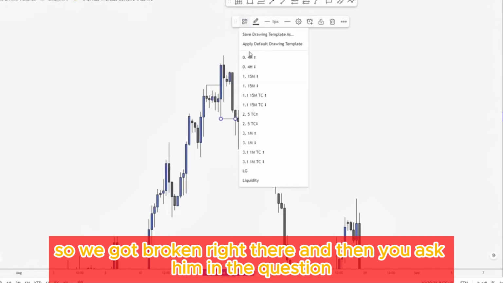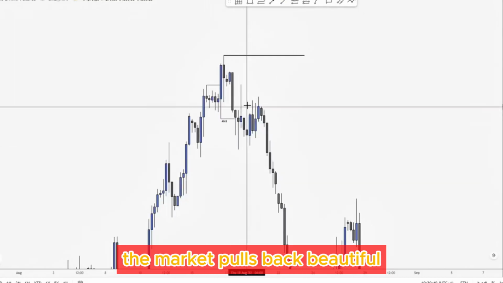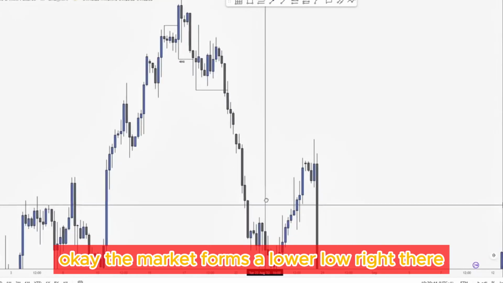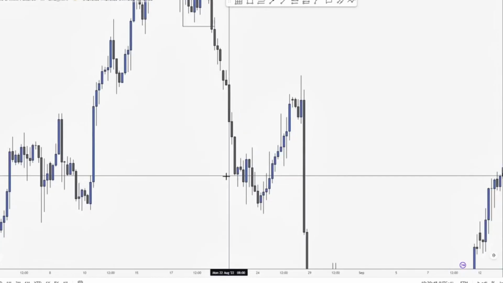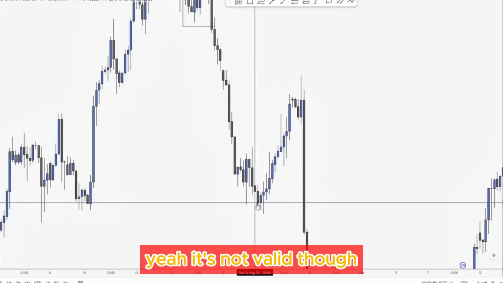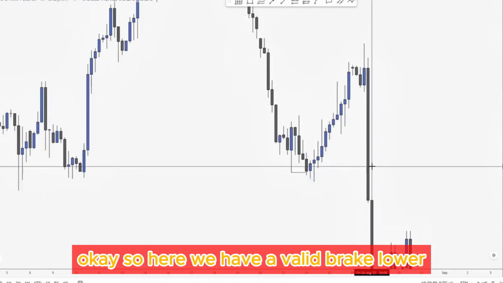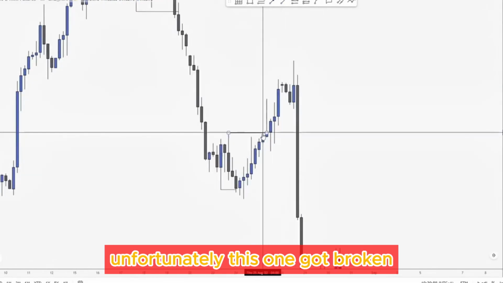And then you immediately ask the question, what caused the break? It's this guy. So this is not supposed to break. The market pulls back, beautiful, and massively drops. New break of structure. The market forms a lower low right there. It's not valid though. But this one is valid. So here we have a valid break lower. What caused this lower low is this. Unfortunately, this one got broken.